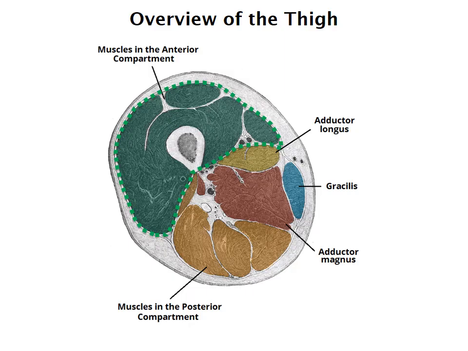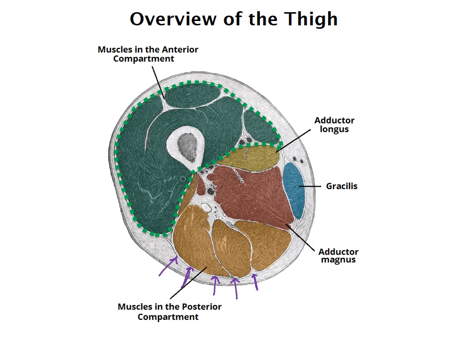A cross-section of the thigh gives us the opportunity to appreciate that surrounding the muscles of the thigh is deep fascia called the fascia lata. Here we see the fascia lata shown in white, surrounding all the compartments of the thigh.